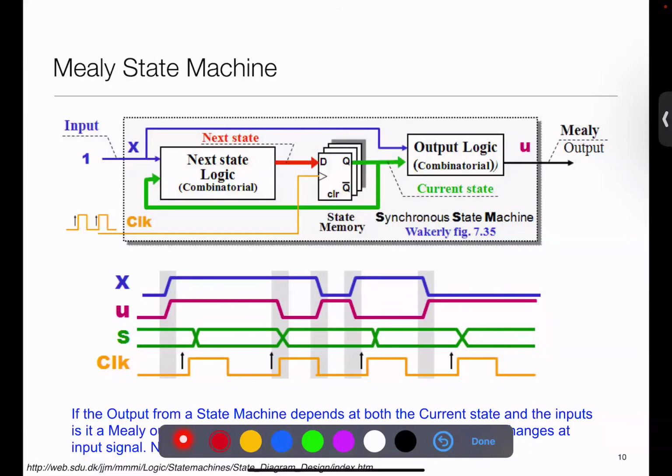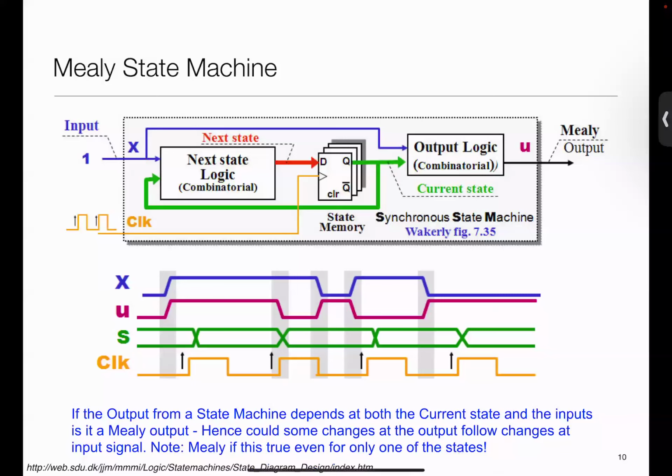Mealy machine, we have input feeding into the output logic, and therefore if input changes, the Mealy output changes potentially immediately, right, or after a short delay. So this is Mealy. Output depends both on current state, whatever is in the state memory, and on the input.